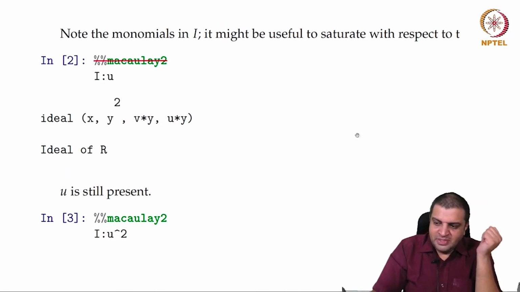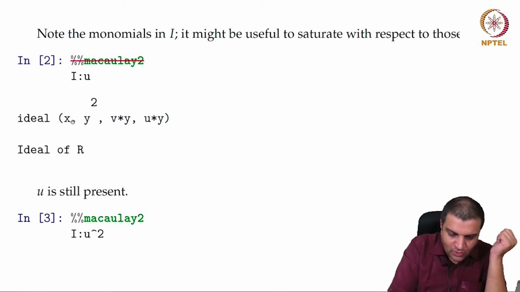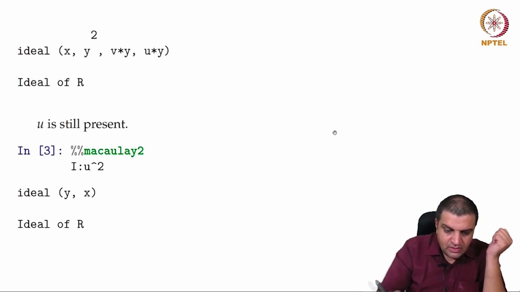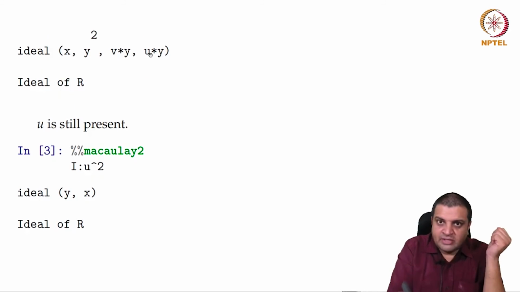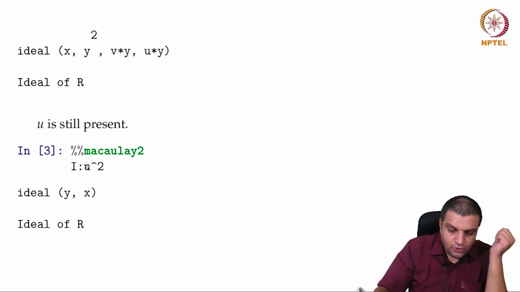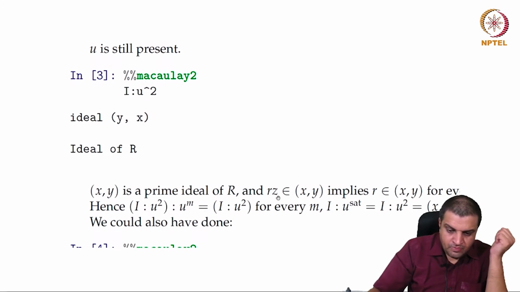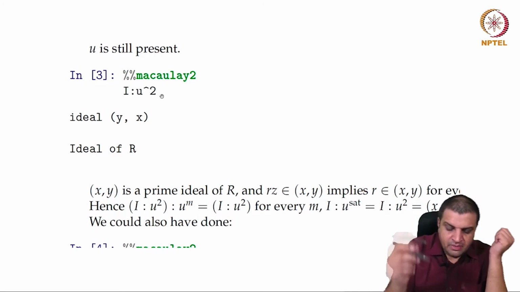Before we saturate, we just do I : u. If we do I : u, we get this thing. There's still a u, so this is not the saturation. So let's do I : u squared. So I : u squared here.